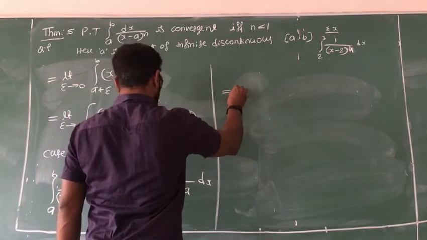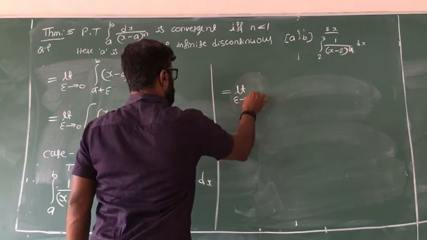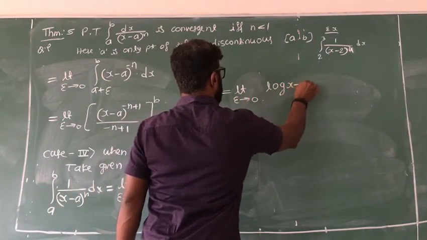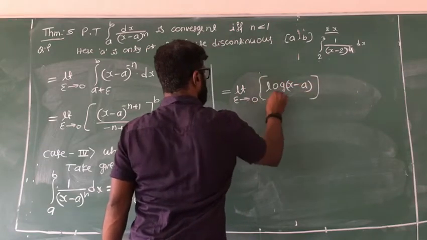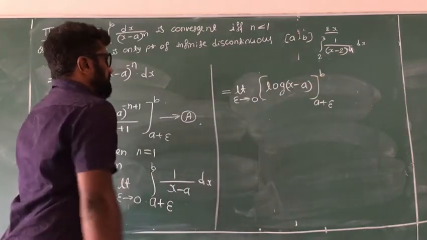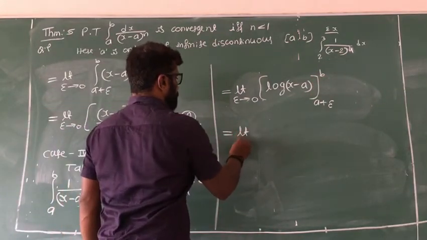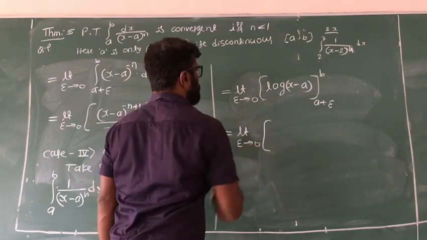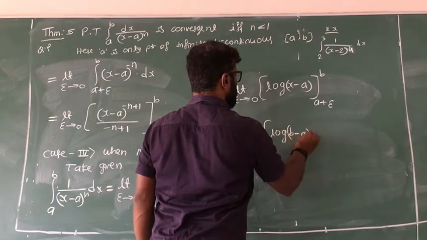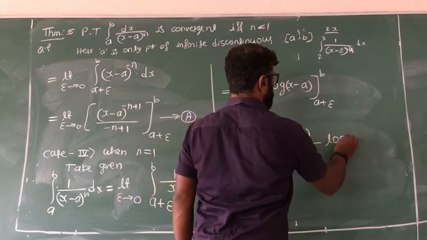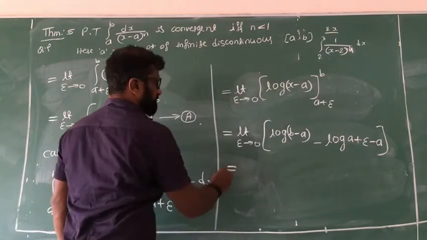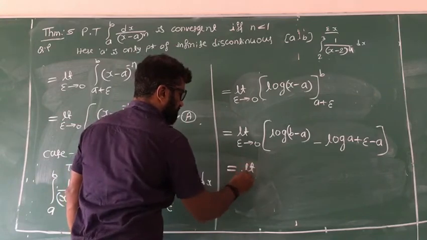So that equals limit of epsilon tends to 0, it is log of x minus a, raised to a plus epsilon to b, right? So that equals limit of epsilon tends to 0 of log of b minus a minus log of a plus epsilon minus a. So plus a minus a get cancelled.